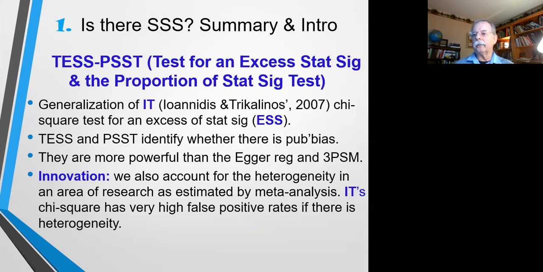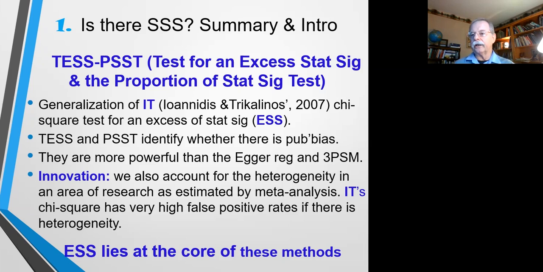They're more powerful than the better-known Egger regression test and the selection models. One flavor of selection models is called 3PSM. Our innovation is to account for heterogeneity explicitly by using an estimate from meta-analysis. John and Tom's old tests, they acknowledged this, had high rates of false positives when there was heterogeneity. So it really only worked if there wasn't heterogeneity, essentially.